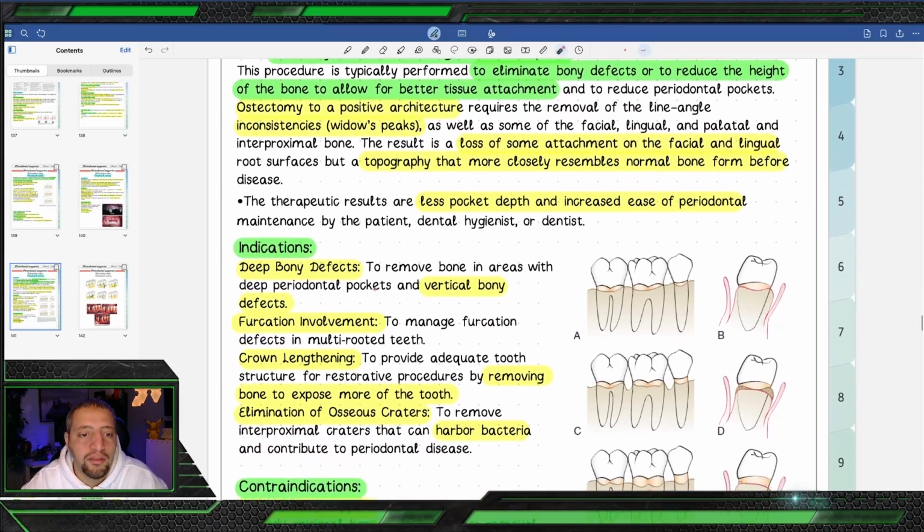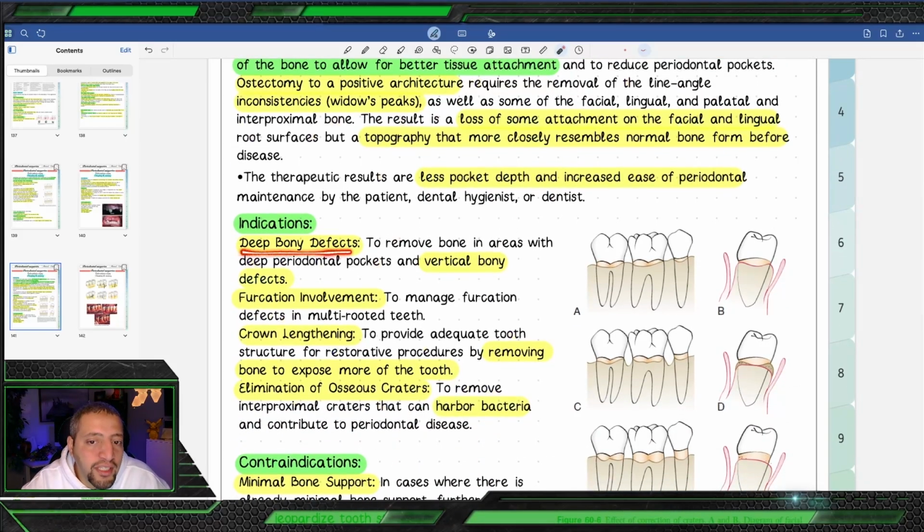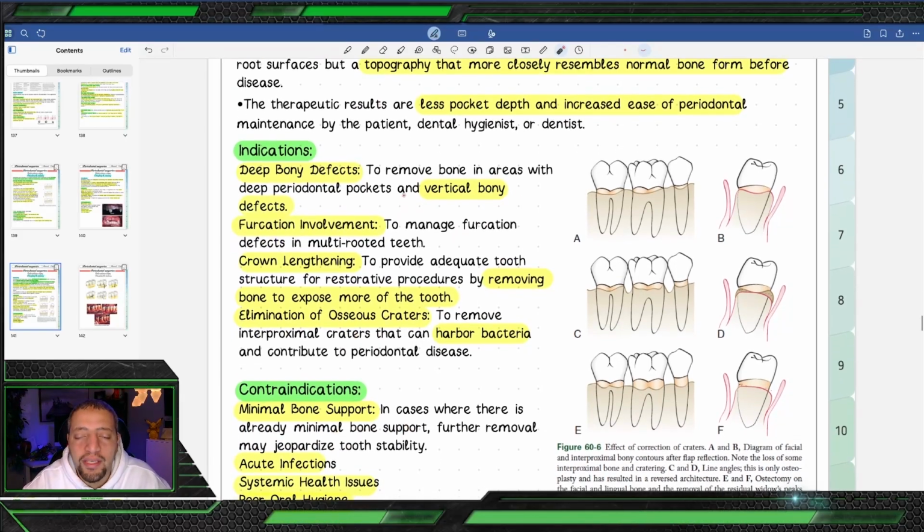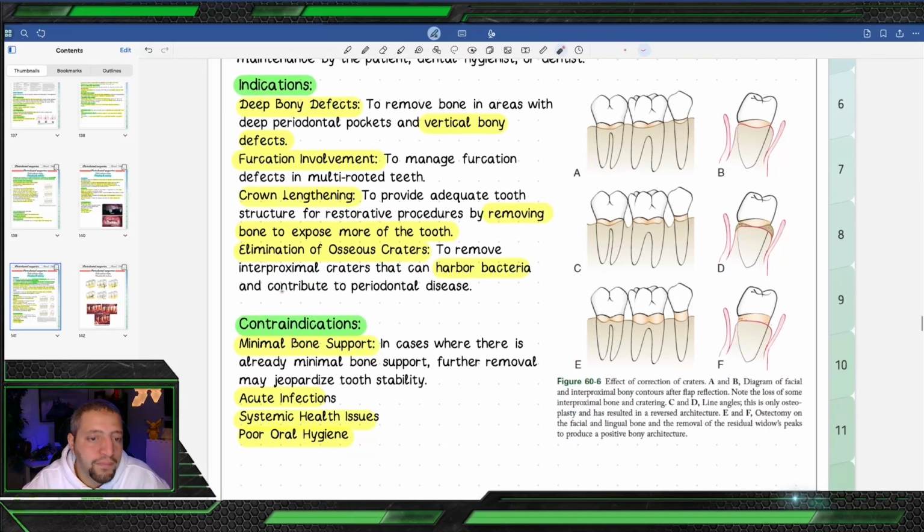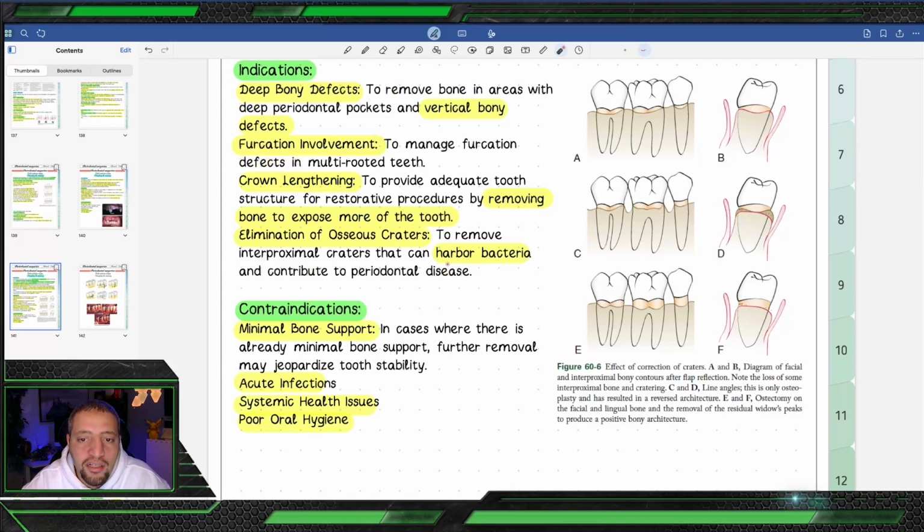increased ease of periodontal maintenance. Indications: deep bony defect and vertical bony defect, which are indicative for this technique. Furcation involvement, to manage furcation defects in multi-rooted teeth. Or mostly we're going to use it in crown lengthening, to provide adequate tooth structure for restorative procedures by removing bone to expose more of the tooth. Elimination of osseous crater, which is this one. We call it an osseous crater. In the x-ray, it will be very evident.